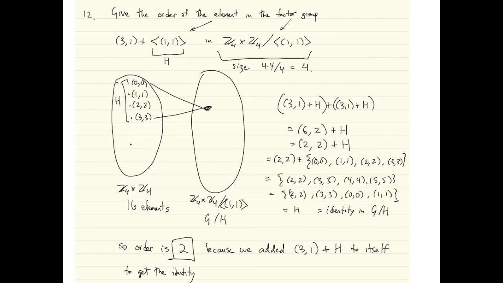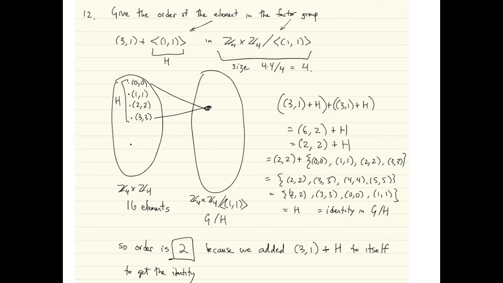Okay. And the question is find the order of this element. Order of an element means how many times you have to add that element to itself to get the identity element. Okay, let's just add (3, 1) to itself in the quotient group, once, or twice, whatever. The definition of the group operation in the factor group is you just add their representatives. So (3, 1) plus (3, 1) is (6, 2), and then here's the associated coset. You just tack on the plus H.